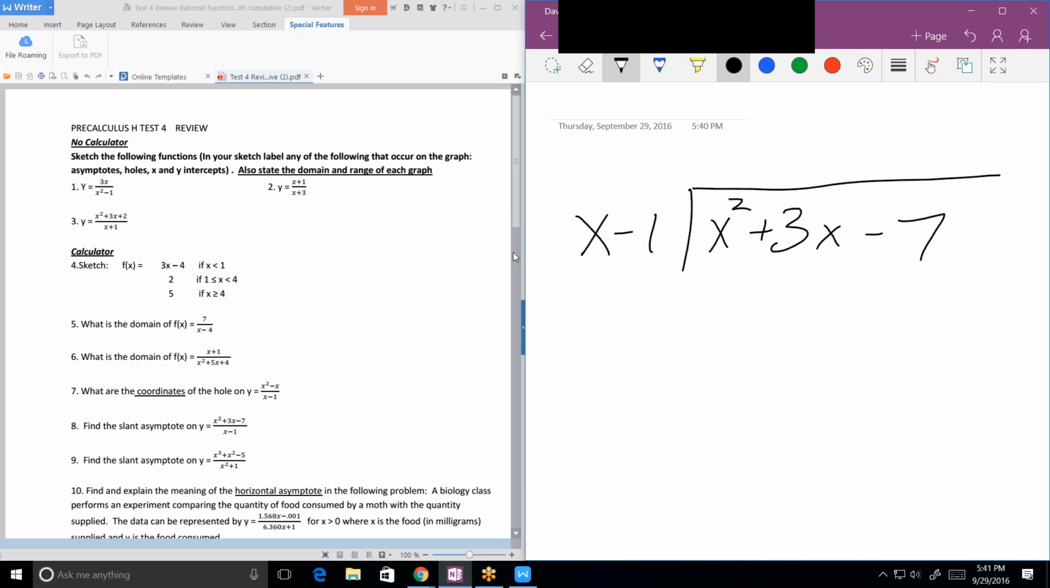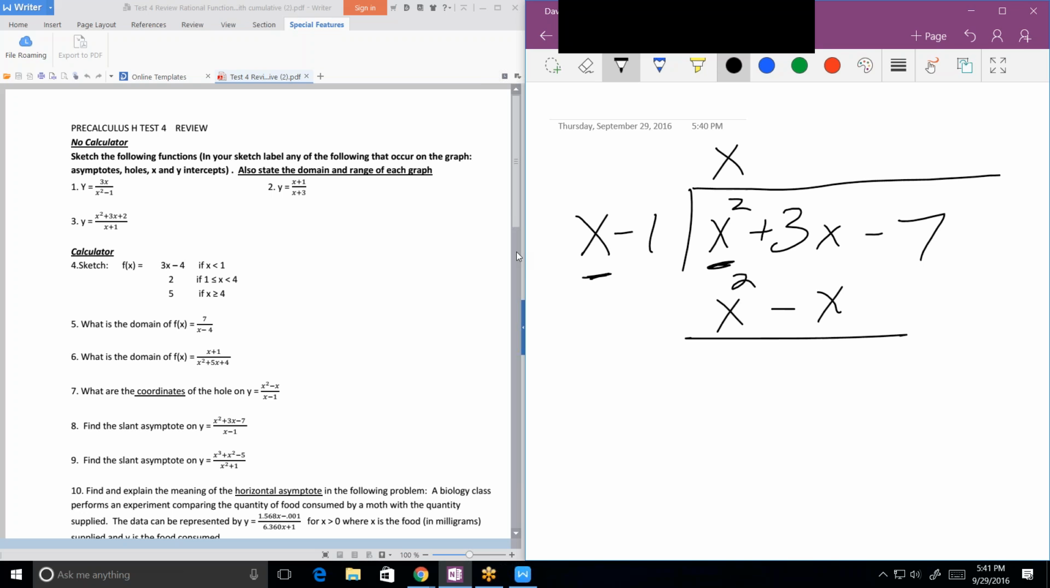I'll show you why. The way you do the division, you still there, Jake? Yeah, sorry. The way you do the division is you take that term and divide it into that term. What do you get? X. Then you take this and multiply it by both. So I get x squared minus x.